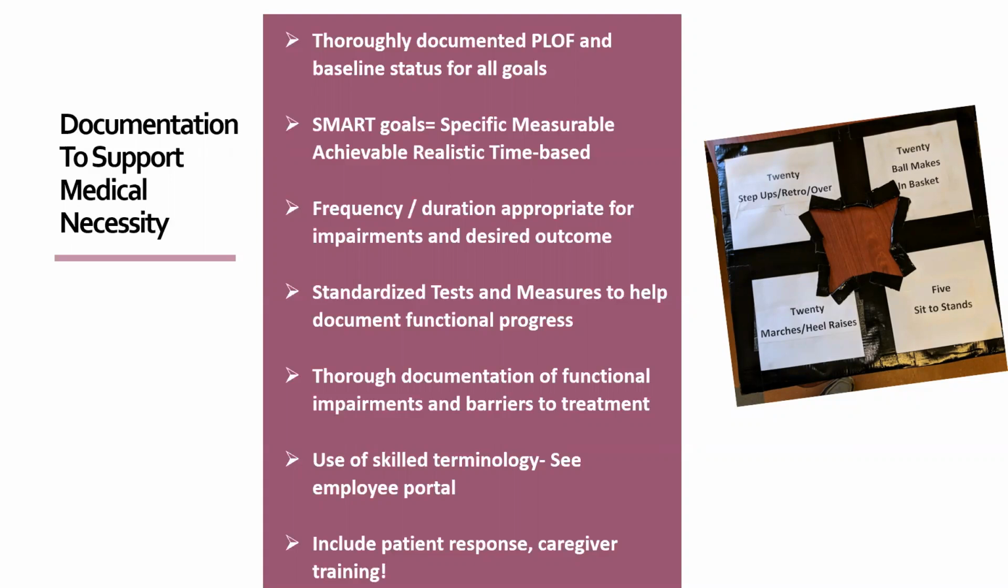We need to do standardized tests and measurements to help document functional progress, to document evidence-based objective information. And you've heard me say this multiple times before, but it's still very important. We need to provide thorough documentation of functional impairments and the barriers to treatment. Those barriers can help justify why we have ongoing therapy. We need to use skilled terminology. We need to define what is taking the sophistication of a therapist. And under the employee portal, we have some tips and techniques for that.